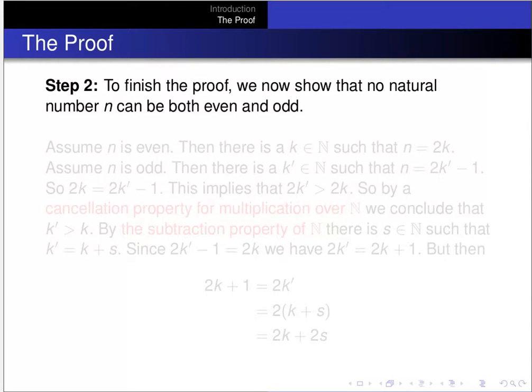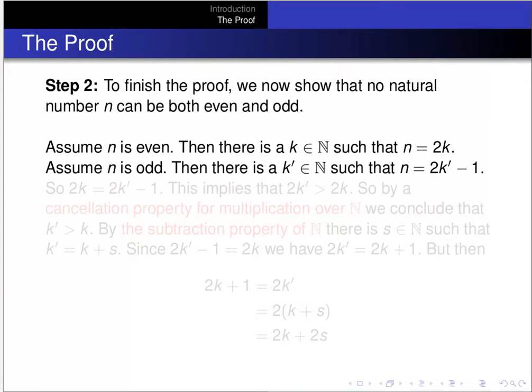How are we going to do that? Well, let's assume n is even. Then of course that would mean there's a natural number k, so that n is equal to 2 times k. Let's also assume that n is odd, so that means there's some other natural number k prime, so that n is equal to 2k prime minus 1. And since 2k and 2k prime minus 1 are both equal to n, that means they're equal to each other. So 2k is equal to 2k prime minus 1. In other words, 2k is the predecessor of 2k prime. In other words, 2k prime is larger than 2k.